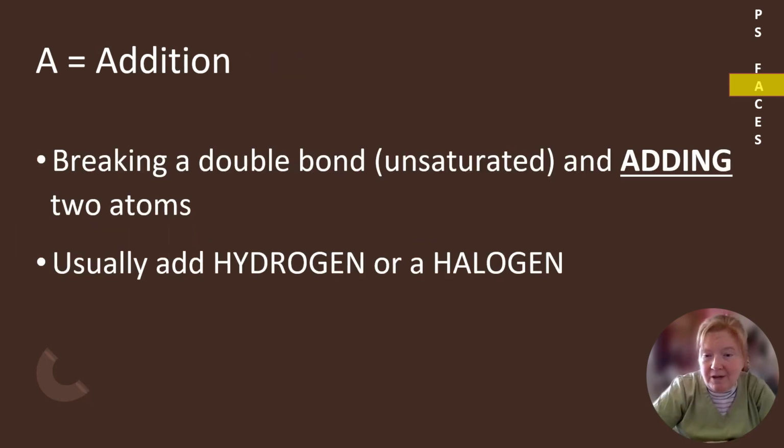All right, addition. Well, when you add, right? So in this case, we have to break a double bond of something that's unsaturated. Typically, it's a double bond, but it could technically be a triple bond. But let's just talk about a double bond. So we break a double bond, and we add two atoms to replace where that double bond was. Usually, we add hydrogen or a halogen, so something in group 17.